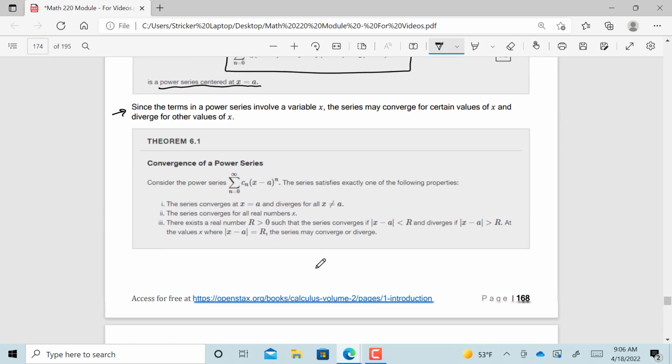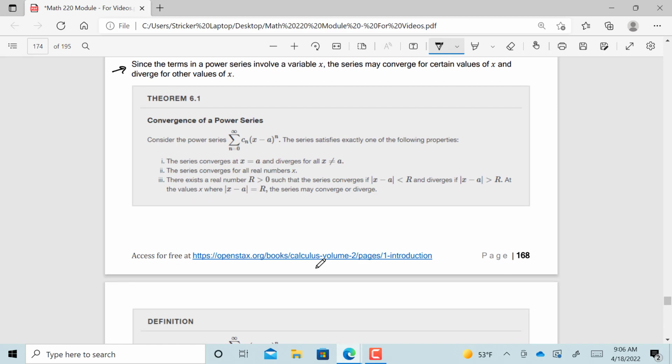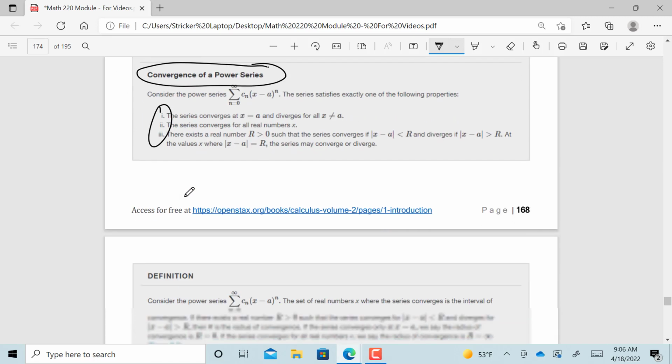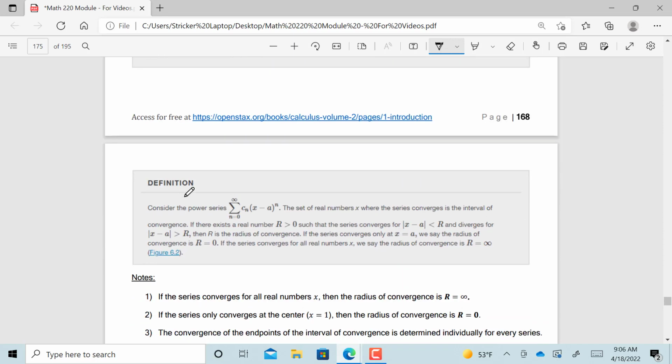And there are some theorems and definitions that talk about this. We have a theorem that talks about convergence of a power series. There are basically 3 different ways that a power series can converge or diverge, and we're going to talk about that a little bit more on the next page. I'm not going to really delve into this theorem much. I'll let you read that on your own. We also have this definition which talks about things like the radius of convergence and also the interval of convergence.